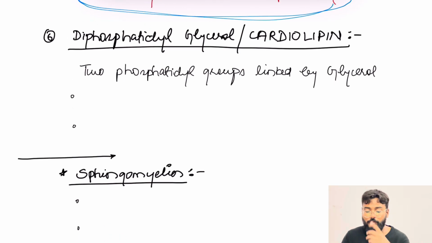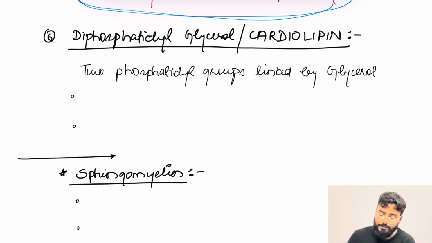The next is your diphosphatidylglycerol, which is also known as cardiolipin. So what happens here, it's like there are two phosphatidyl groups. One phosphatidyl group and another one, and these two are linked together with the glycerol in between. So you can say a phosphatidyl group with a glycerol linked to it, when it is going to attach to the phosphatidyl group, is going to form cardiolipin, that is your diphosphatidylglycerol.